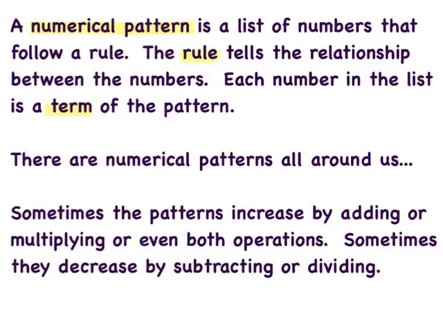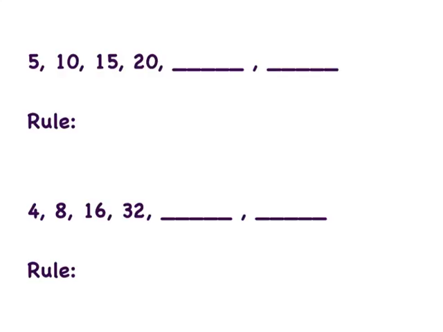A numerical pattern is a list of numbers that follow a rule, and the rule tells the relationship between the numbers. Each number in the list is called a term of that pattern, and there are numerical patterns all around us. Sometimes the patterns increase by adding or multiplying or even both operations, and sometimes they decrease by subtracting or dividing. Let's look at a few patterns, some that you are probably already familiar with.